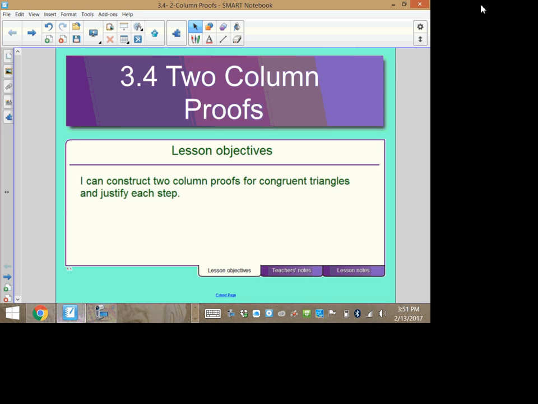Today we're going to learn how to construct some two-column proofs. So the lesson objective is: I can construct two-column proofs for congruent triangles and justify each step.